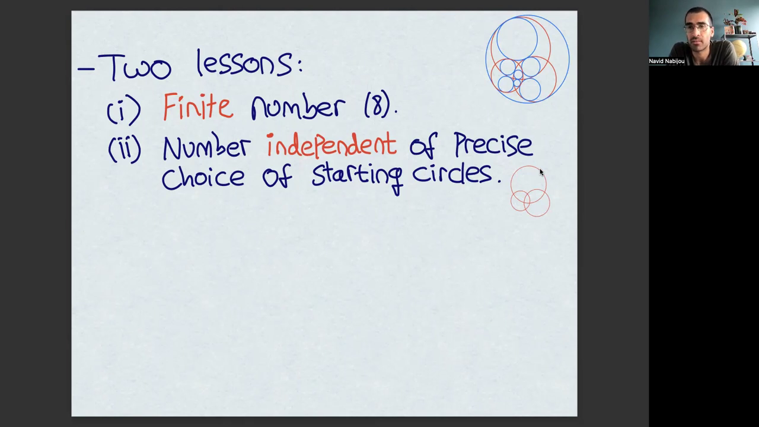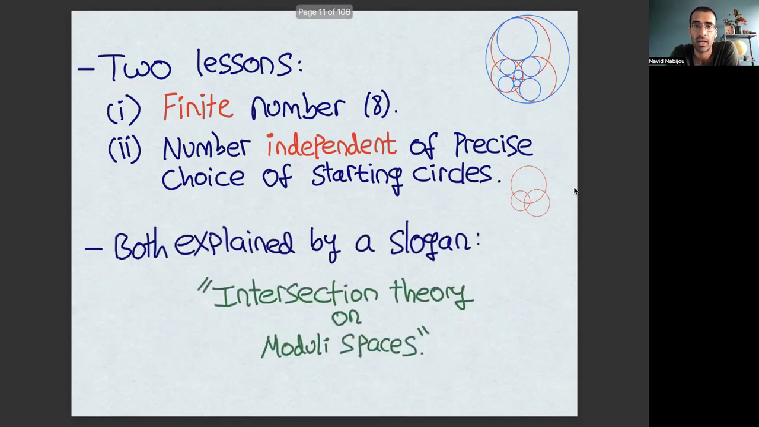So what this is suggesting is that this number is not just some random, meaningless number. It's actually reflecting something deep about the geometry, something so deep that it's insensitive to moving around these red circles a little bit. Both of these lessons form the bedrock for enumerative geometry. They're the mortar that the whole subject is built out of. And as we'll see later on, both of them can be explained by a slogan: intersection theory on moduli spaces. So we'll see how that goes soon.